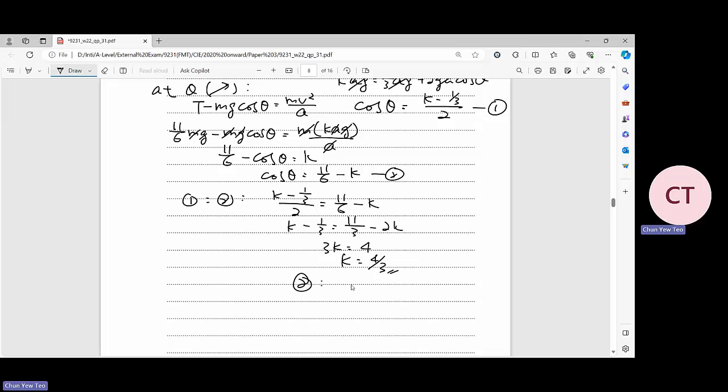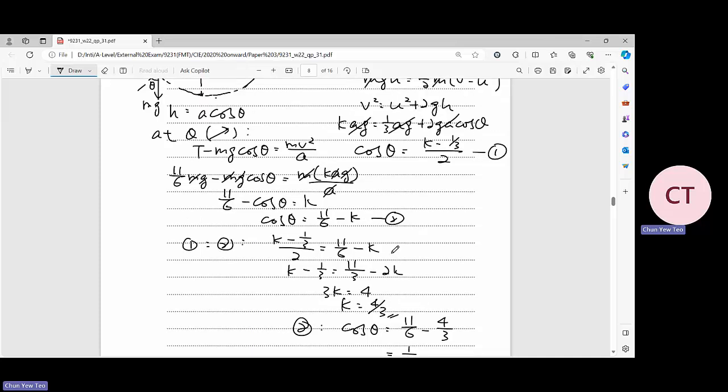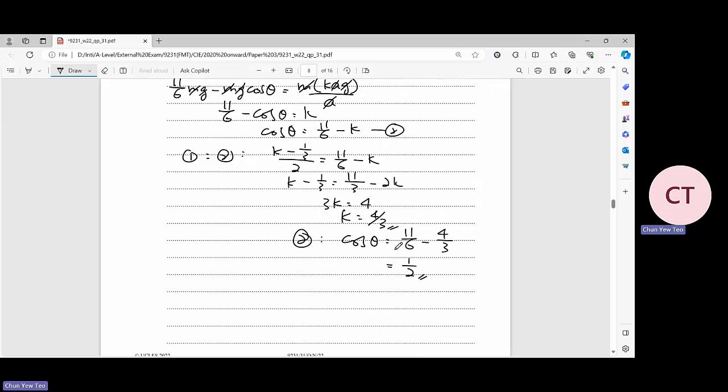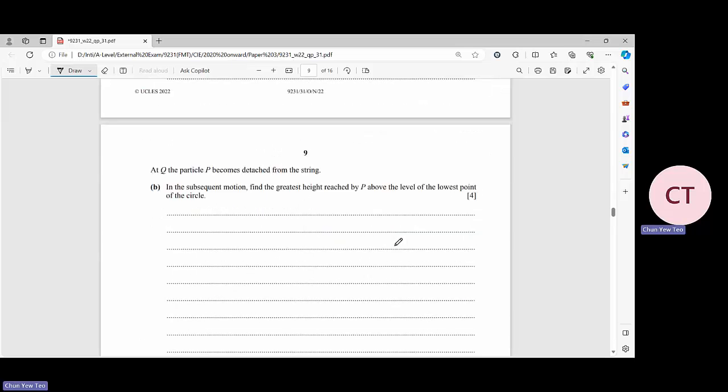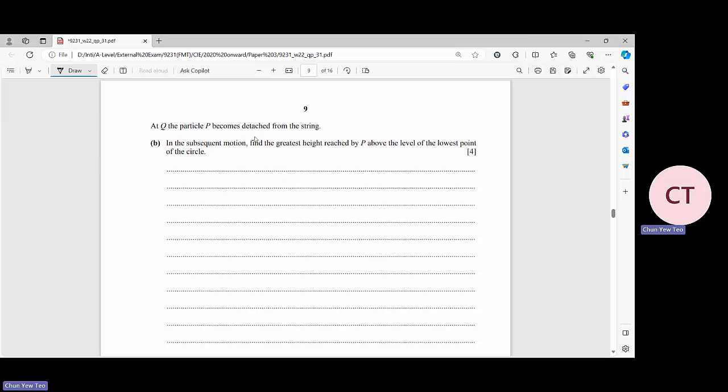So from equation 2, you have cos theta is equal to 11 over 6 minus 4 over 3. You get 3 over 6, which is a half. That will be the answer for part a. Move on. At Q, the particle becomes detached. So when it's detached, that means it will be projectile motion.